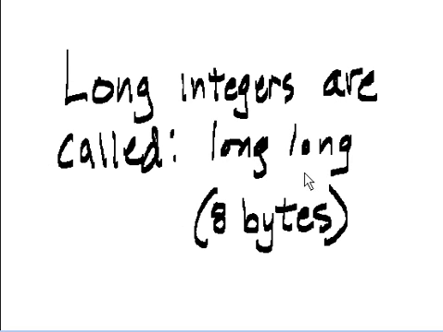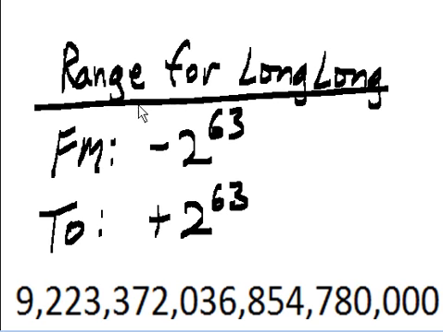Really, they called it long-longs. And it's 8 bytes long. And the range for long-longs is from -2 to the 63rd power to +2 to the 63rd power. I put that into the Excel program and I came up with this number. That is a huge number.